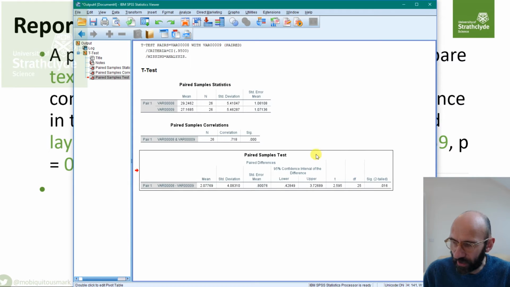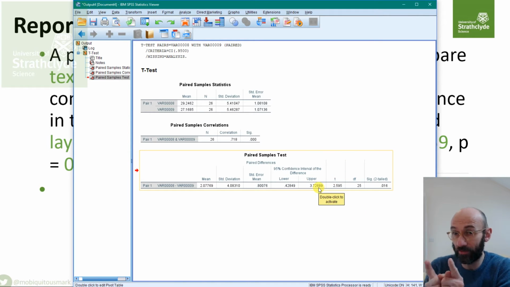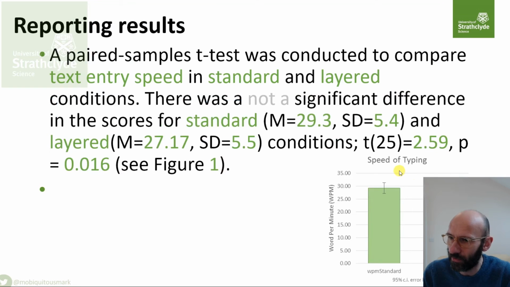SPSS actually spelt that out. The n is 26, we had 26 participants, but when you run your t-test, you report what's called the degrees of freedom. If you've got two people, you've got 1 degree of freedom because there's one difference you're measuring. So it's 1 less than the n. So you actually report 1 under n here, that should be green. And then the result of the t-test, the 2.59, and then p equals that.